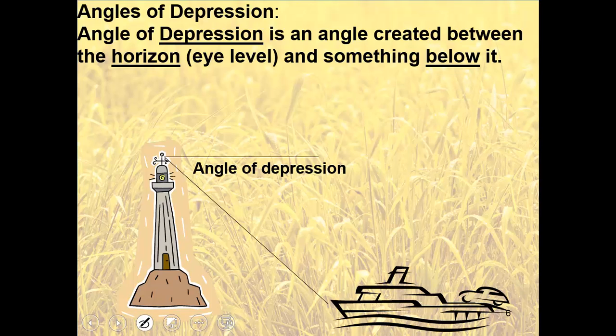All right, now we're going to concentrate on angles of depression. Angles of depression are same type of thing, only they're created when someone is above, and they're looking down. So it's created by the horizon, eye level, and then what they're spotting below it. Here's your angle of depression between the horizon and then the line of sight down and something below it.